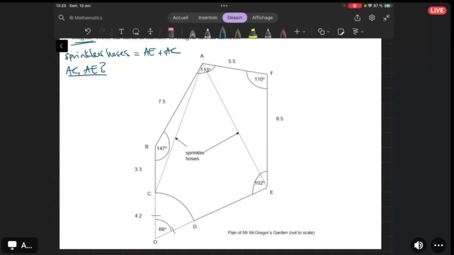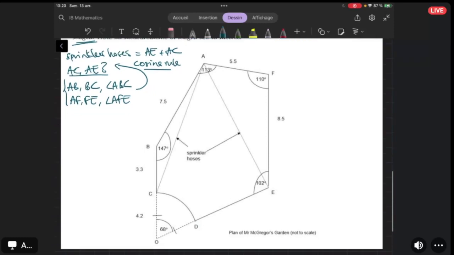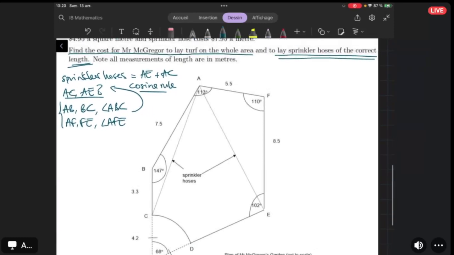Cosine rule. Perfect. So what do we know is cosine rule? We have two sides, and we have the angle between them. Similarly, we have AF, we have FE, and we have angle AFE. Cosine rule, one shot. Andrew, good to go. Yes, we have AB and BC. Thank you. So that's the easy part.